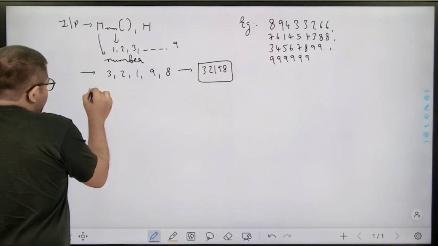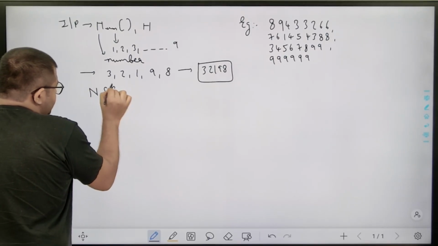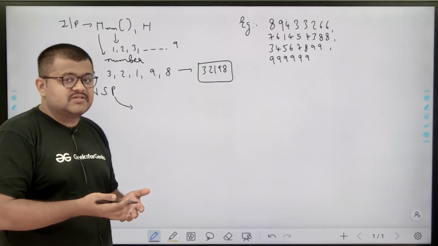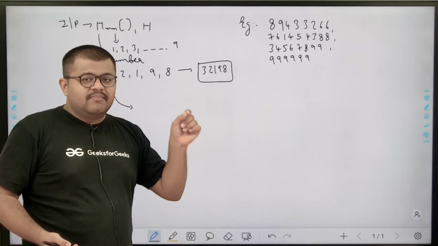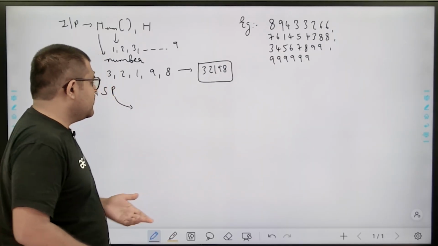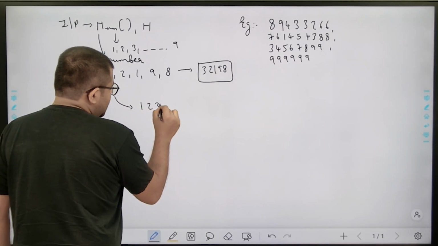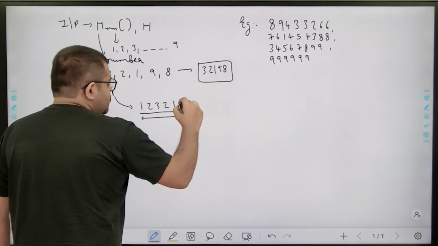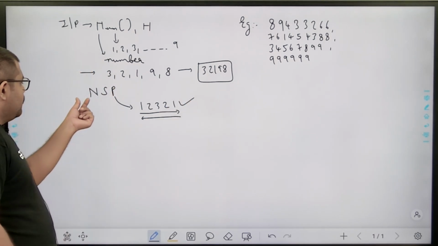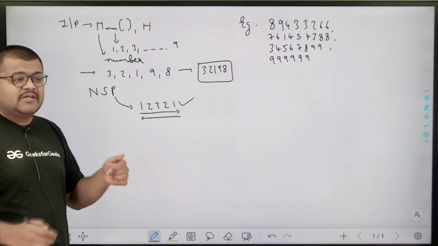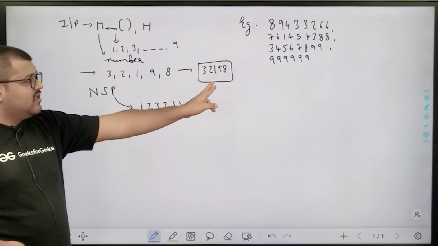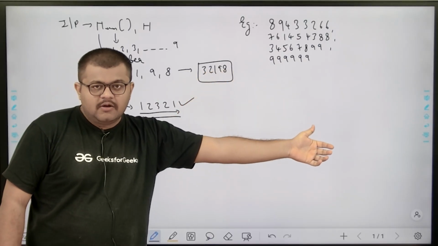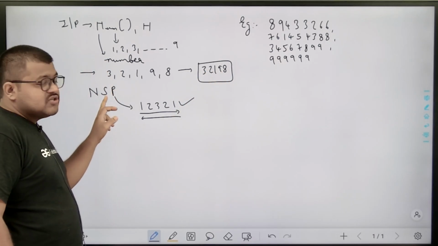What does it mean? If we break down the words next smallest palindrome, palindrome means the number we get as an answer should be a palindrome. What is the meaning of palindrome? It should read the same if we read it from start to end and from end to start. So for example, 1, 2, 3, 2, 1. From start to end it is 1, 2, 3, 2, 1. From end to start also it is 1, 2, 3, 2, 1. So this is a palindrome. What is the meaning of next? Next means the number should occur after the given number. So our answer should be greater than 32,198. And what is the meaning of next smallest?